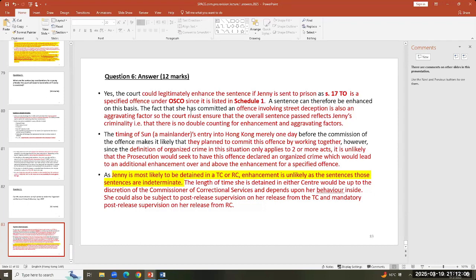Because remember, for DC, TC, RC, DATC, how long they spend there is not up to the judge. It's up to the Commissioner for Correctional Services. And it depends on their performance inside the center. So all the court does is say, I sentence you to the training center. It does not impose a length of time in that center. But she could be subject to provisional release from the training center. And if she goes to the rehabilitation center, it's a mandatory post-supervision release.